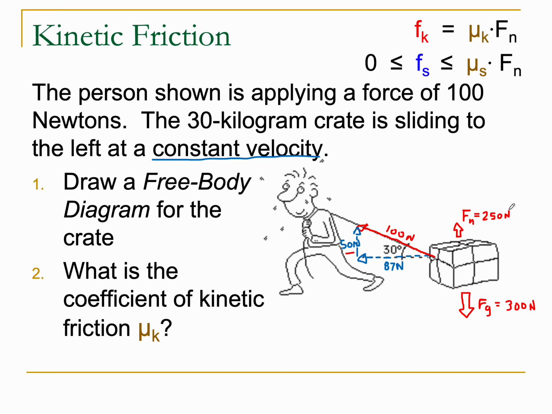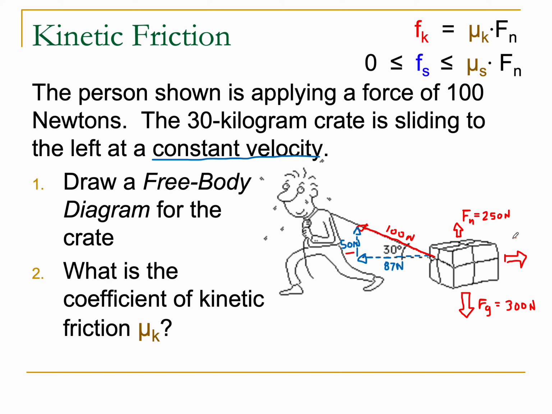Remember, the net force here has to be 0 because it's constant velocity. We have 50 acting up this way, plus the 250 acting up this way, equals the force of gravity, 300, that way. Finally, there has to be a force of friction acting this way.